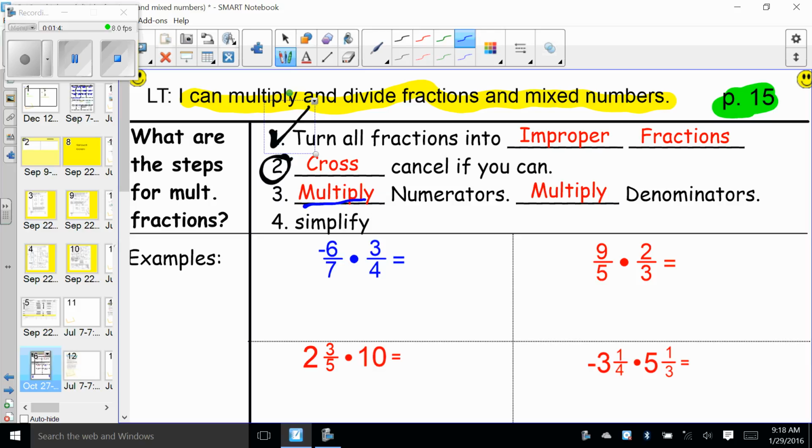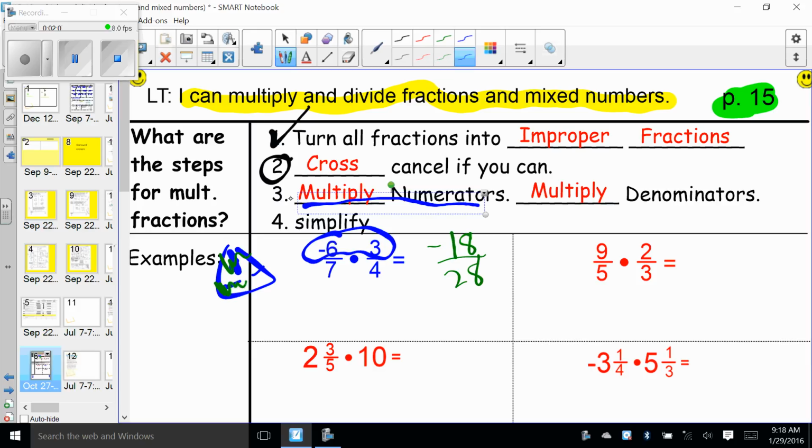And then I'm going to multiply numerators, multiply denominators. So we're going to go ahead and multiply the numerators. -6 times 3. That's a triangle problem. We have negative on the 6, positive on the 3, so our answer is -18 in the numerator. In the denominator, we have 7 times 4. 7 times 4 in the denominator is 28. So we have -18 over 28.